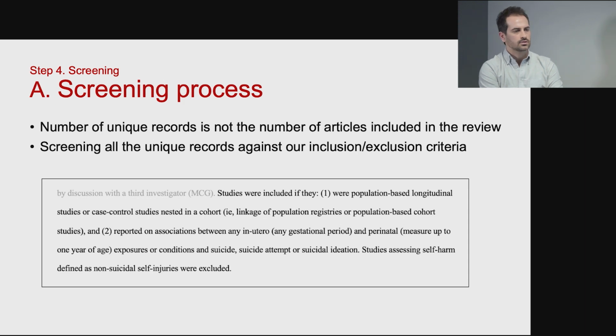So in the methods section, you can find, for example, studies were included if they were population-based studies or cohort studies. For example, we define each term.